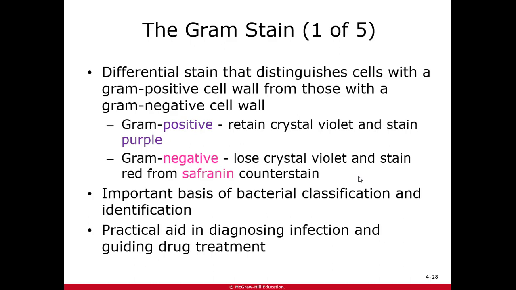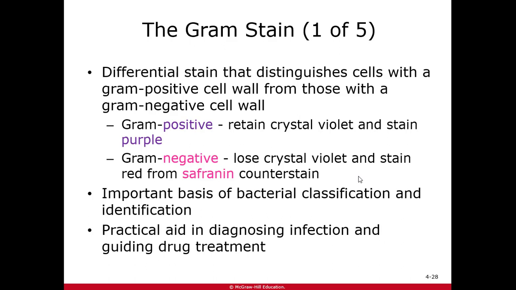I'm just going to go over the really quick difference, and it all has to do with the thickness of the cell wall. We use two different colors in a gram stain. We use crystal violet, it's purple, and we use a stain called safranin. They say it's red, technically it's red, but it shows up as pink when you look at it under the microscope.